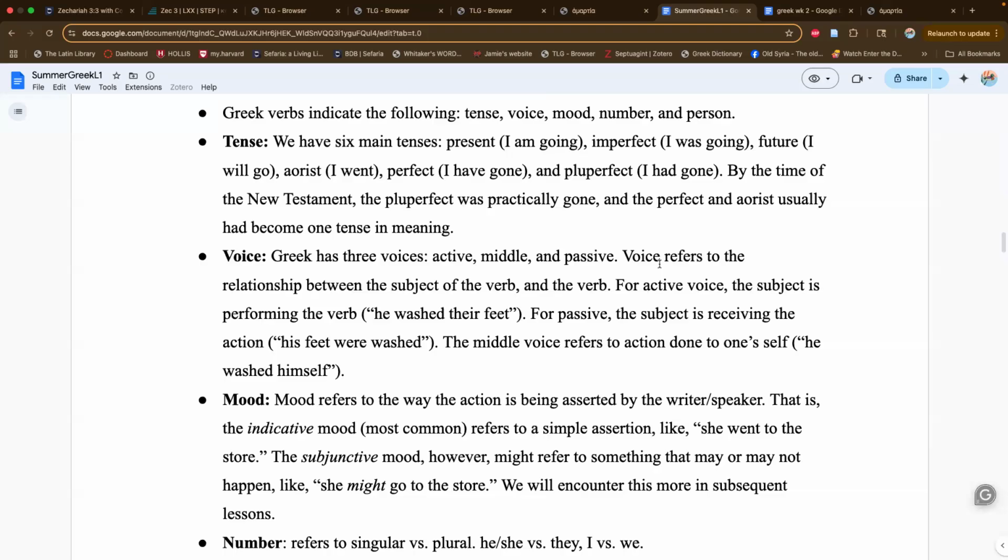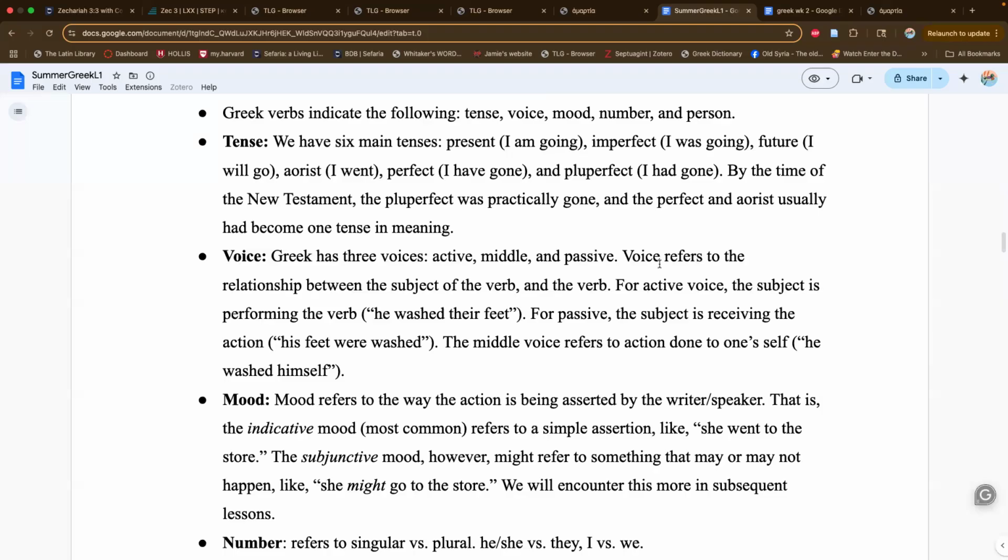They have an imperfect, which is continuous past action. So not I walked, but I was walking. It's something that I was doing for a length of time. The future is exactly like the future in English. One called the aorist, which is what we will usually translate as simple past. So I have here I went, so just a one-time action, or I did this.